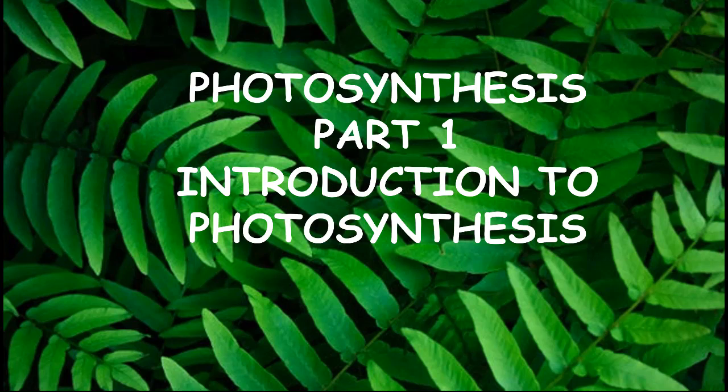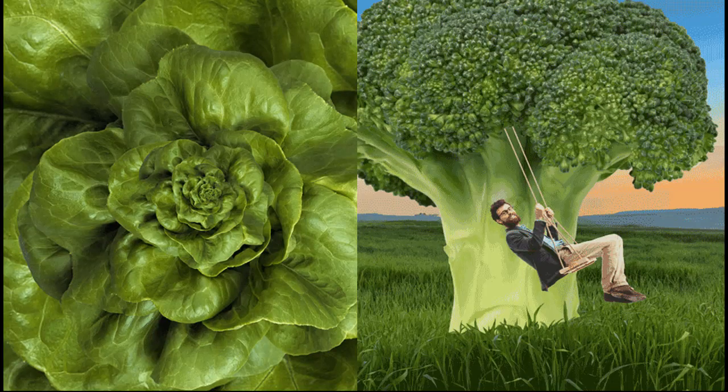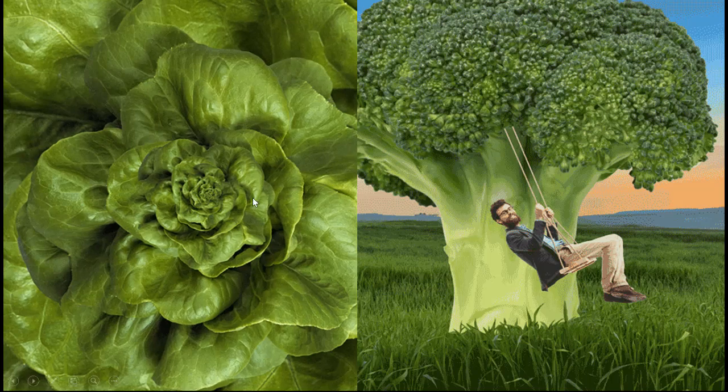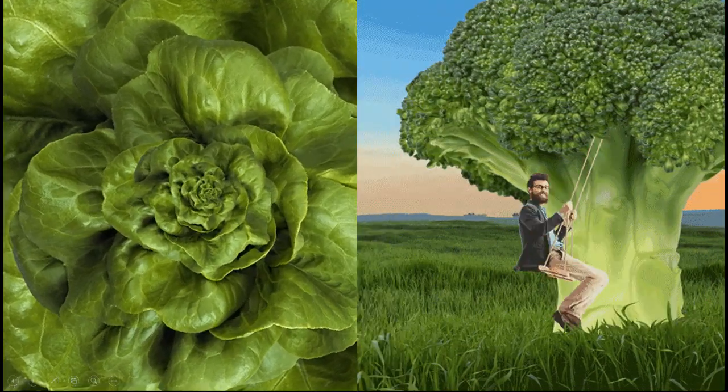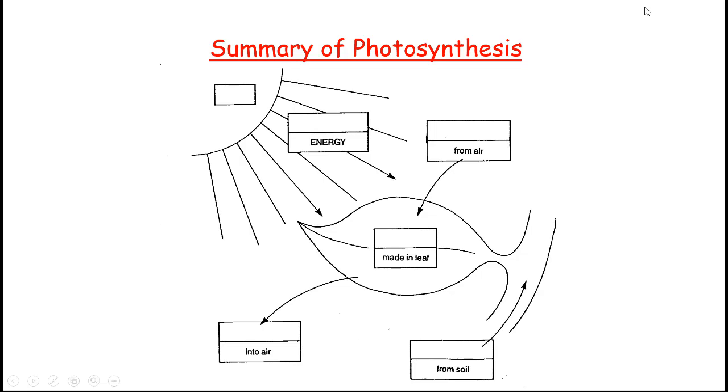Again. So today we're looking at photosynthesis. In this section we're going to be looking at what a plant actually needs for photosynthesis to take place, how it happens, and then what it does with the products of photosynthesis. So this part just shows a little summary of photosynthesis and what we're going to be looking at.